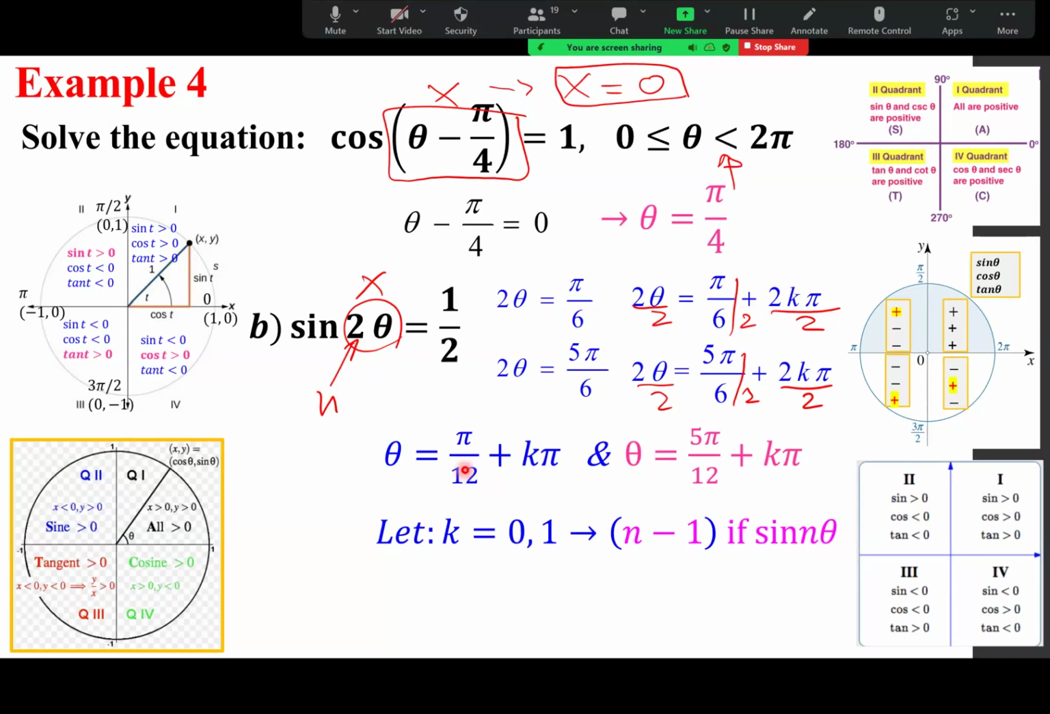So if you plug in 0 here, you get pi over 12. And if you plug in 0 here, you get 5 pi over 12. So that's clear. Let's plug in 1. If you plug in 1 here, this is pi. And pi is what?